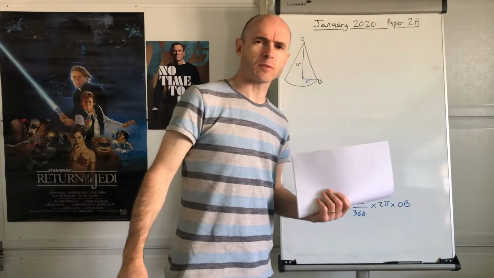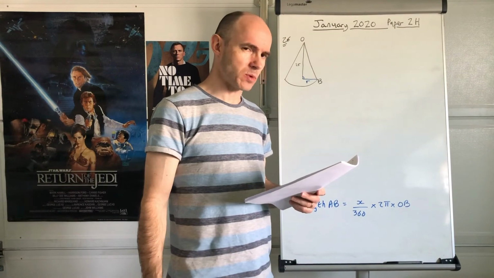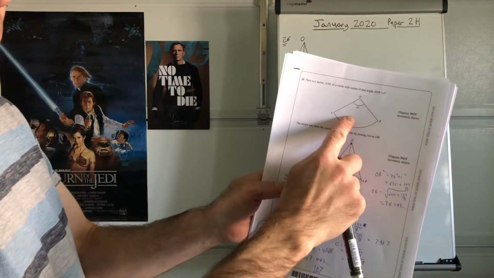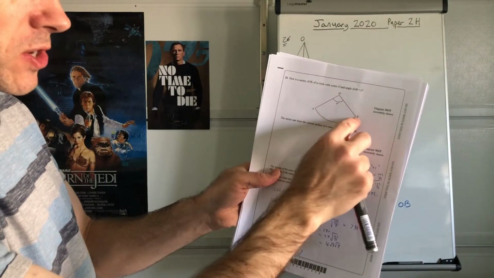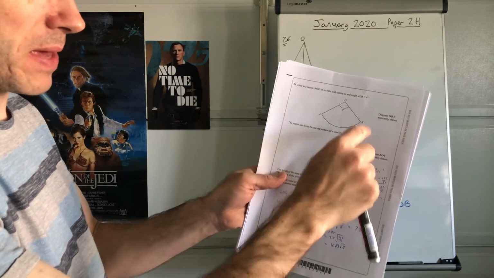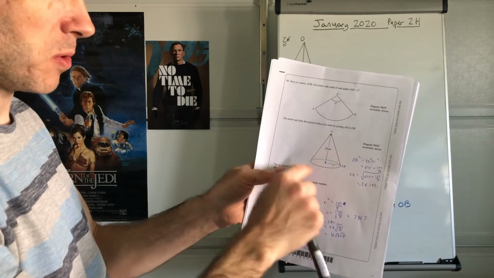And finally we have question 26. There's a lot going on in this question. Essentially what you need to know is that this shape here at the top, when that gets folded around, it makes a cone. So see that circular arc there, the arc length AB, that ends up being the circumference of this cone at the bottom there. That's important.